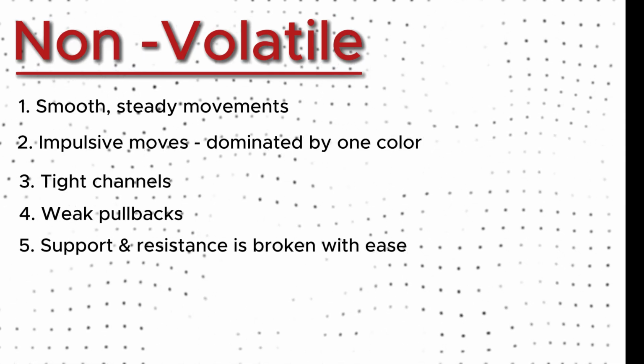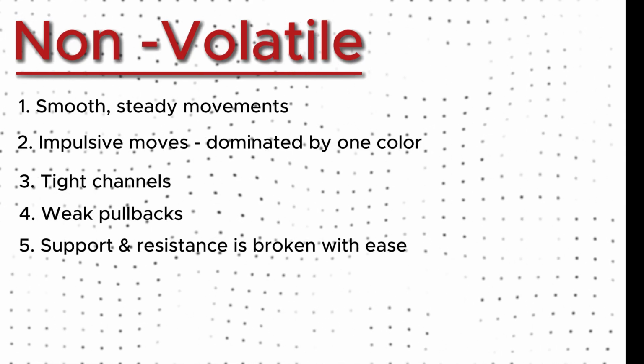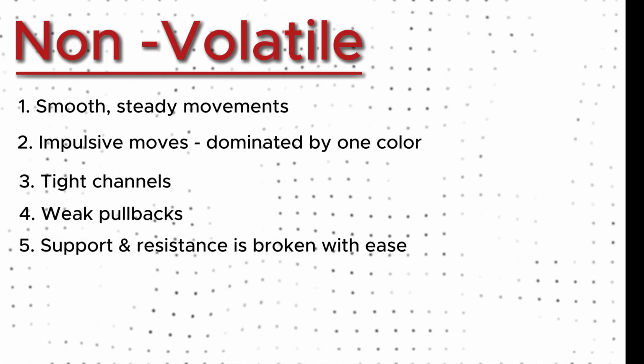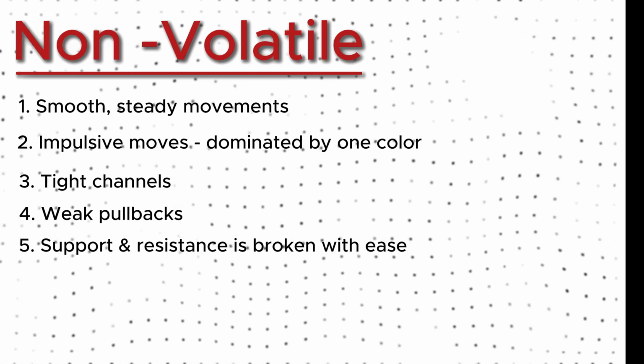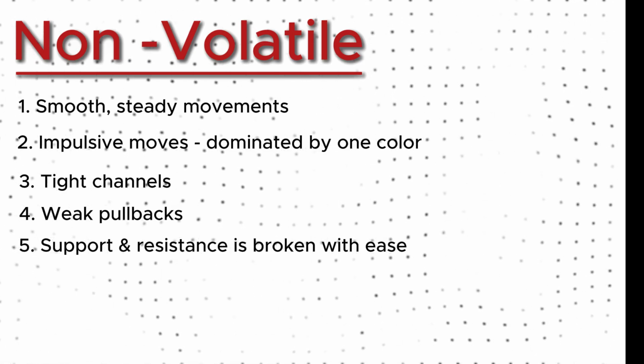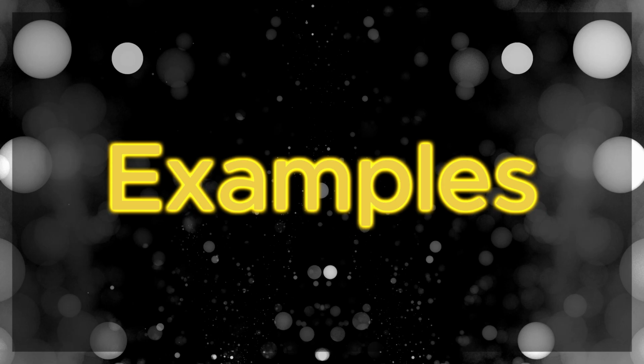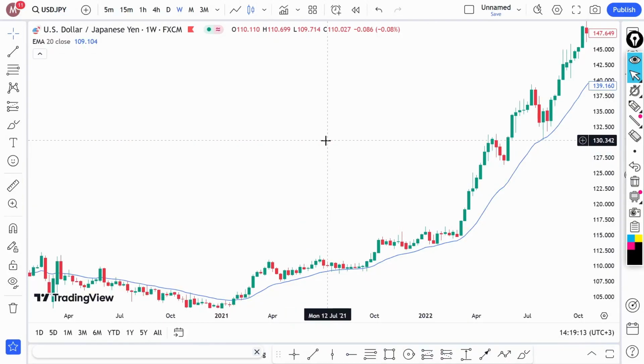You will see support and resistance levels being broken with ease. Price will not respect support and resistance levels. It will just break them and continue in a slow, gradual manner with the trend. So let us look at the examples and see the differentiating characteristics with the chart examples.